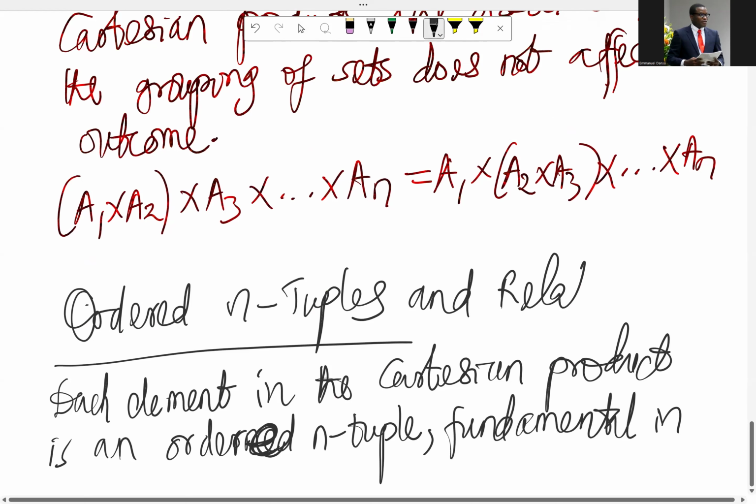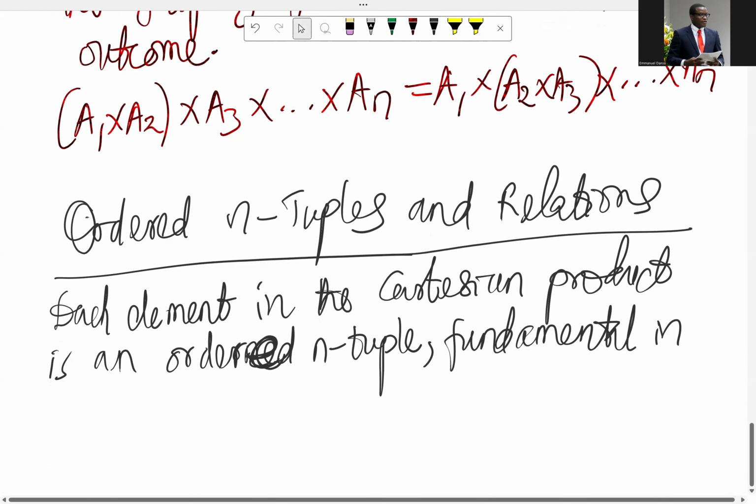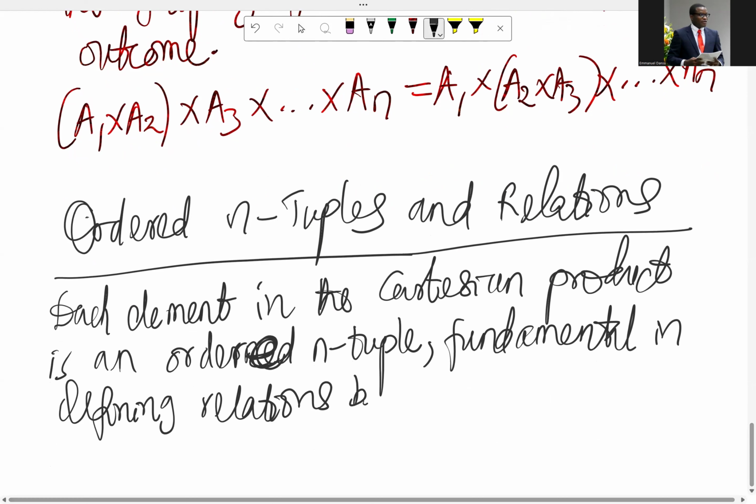I think we should talk about relations better on that set theory. After this video, we should have some videos down the line. We'll have that. So it is fundamental in defining relations between multiple sets.